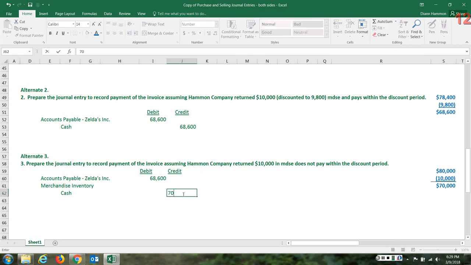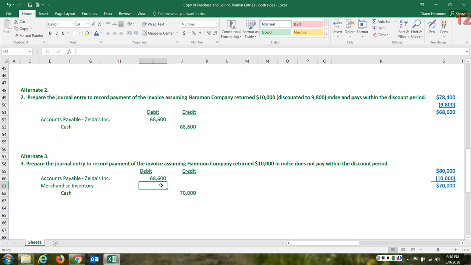So in order to settle this debt in full, we're going to need to send a check to Zelda for $70,000. These spread out nicely. So that means we are out of balance. The total on the debit side must be equal to the total on the credit side, and that's not happening right now. So when you do the math, 70,000 minus 68,600, you get a difference of $1,400.